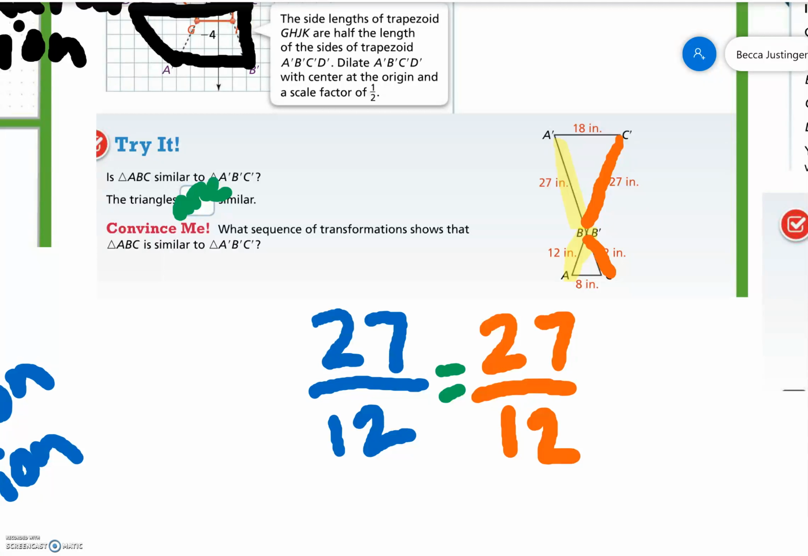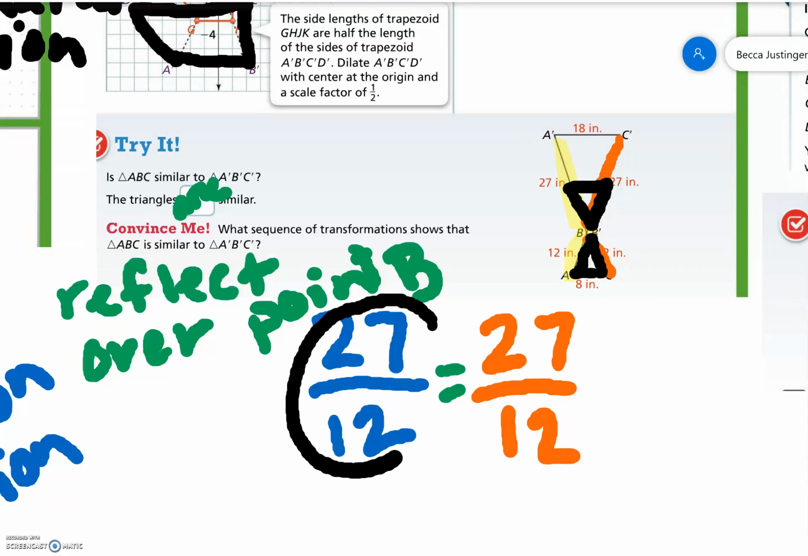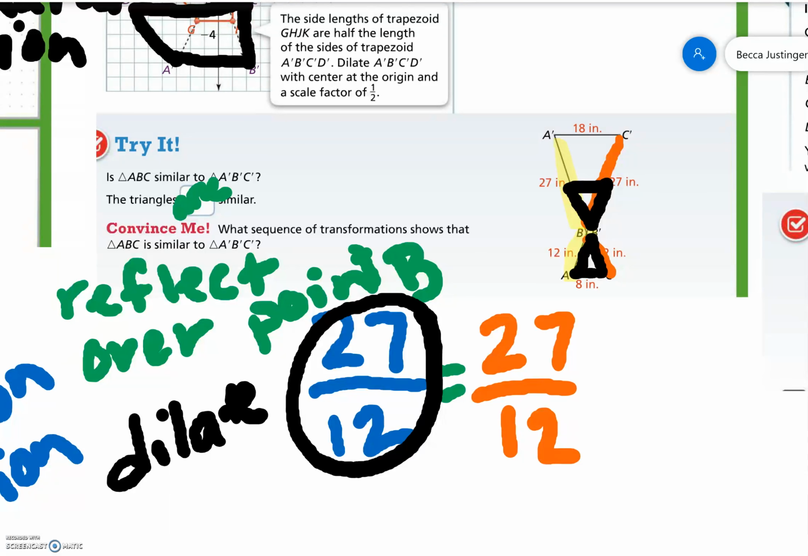What sequence of transformations shows that ABC is similar to A prime, B prime, C prime? Well, it would be a reflection over point B. So we'd take ABC and flip it over so that it would look like this. And now we need to make it bigger. And guess what? This is our scale factor. So then dilate, enlarge by a scale factor of 27 over 12.